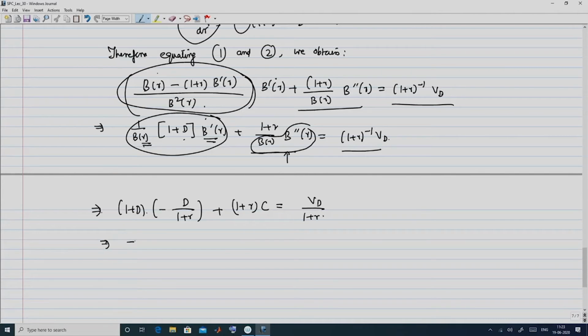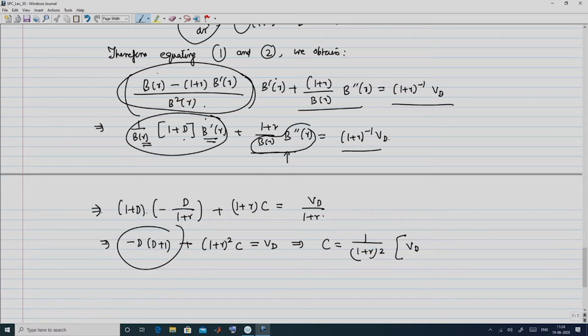Now, this implies that minus D into D plus 1, and multiplying both sides by 1 plus r, I get plus 1 plus r whole square C, is equal to VD. This implies that C is going to be equal to 1 over 1 plus r whole square into, so I bring this term to the right hand side, VD plus D into D plus 1, and I divide both sides by 1 plus r whole square. So, now you see that we have a relation which connects the convexity with the duration.